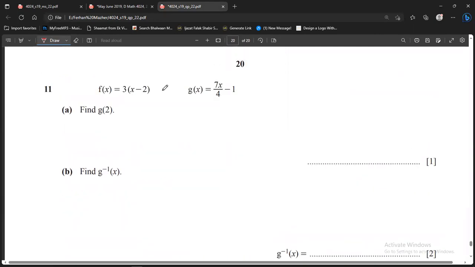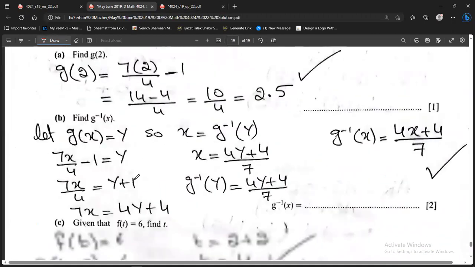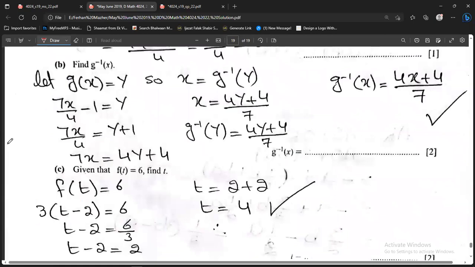Okay, then the B part says find g inverse of x. So I want to find out the inverse of this function. So I will say, let g(x) be equal to y. So x will be equal to g inverse of y. So in g(x), I will put those values: 7x/4 - 1 is equal to y.